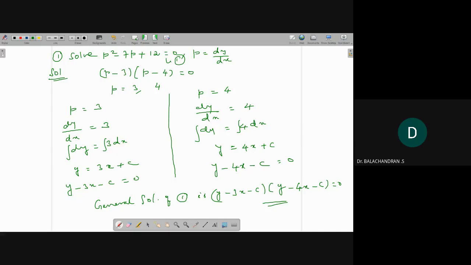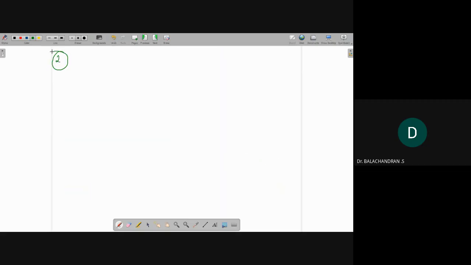Okay. Now, second problem. Solve xyp square minus p into x square plus y square plus xy equal to 0. So now this is a quadratic in p.